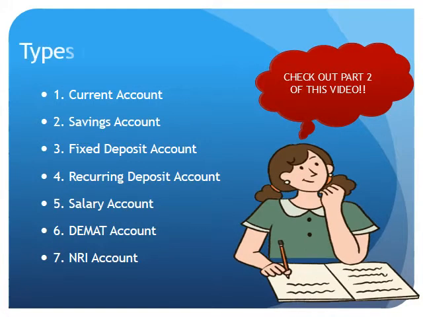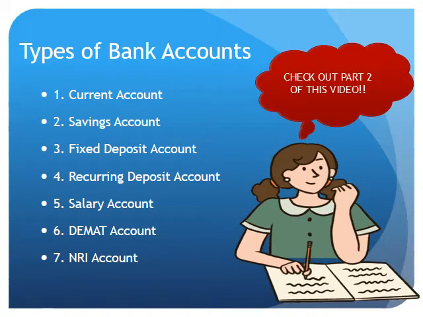Here I have listed the different types of bank accounts. Number 1, current account. Number 2, savings account. Then you have a fixed deposit account. Number 4 is a recurring deposit account. Number 5 is a salary account. Number 6 is a demat or a dematerialized account. And lastly, we have an NRI or non-resident Indian account.